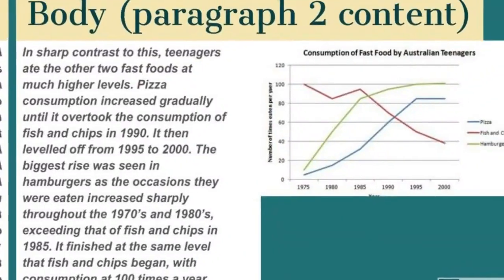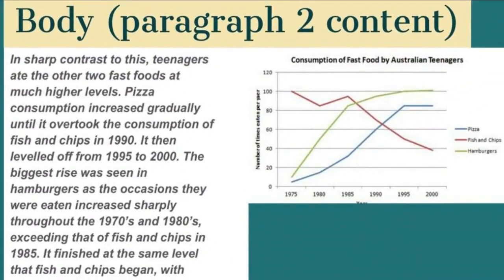So paragraph 2 content will be, in sharp contrast to this, teenagers ate the other two fast foods at much higher levels. Pizza consumption increased gradually until it overtook the consumption of fish and chips in 1990. We can see side by side in the line graph. So it then leveled off. You can see it get leveled off from 1995 to 2000.